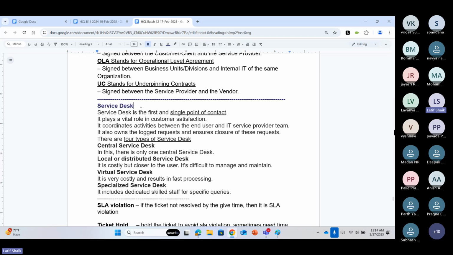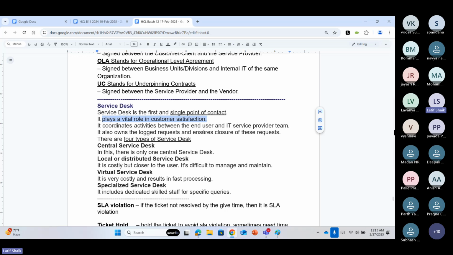Again, what is the service desk here? Types of service desk. I'm not going deep, but you can see the service desk is the first and single point of contact. It plays a vital role in customer satisfaction, whether internal or external. First of all, they need support, some information, a query, or an issue report. So the service desk's main aim is to get their information, get them connectivity first, and resolve their related requirements.